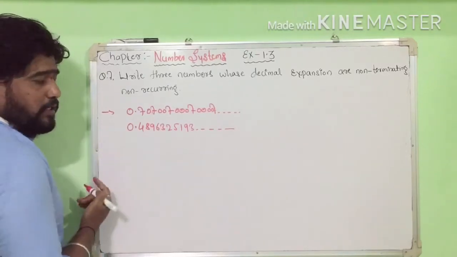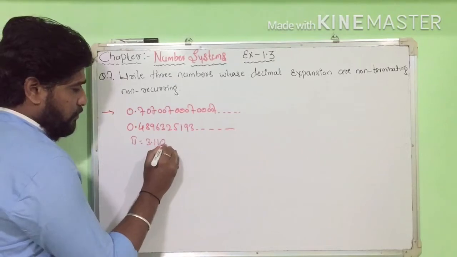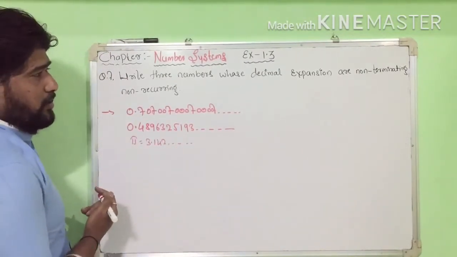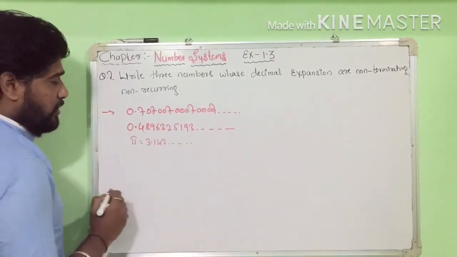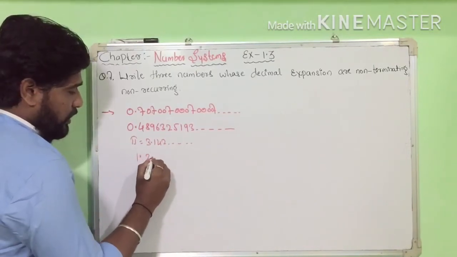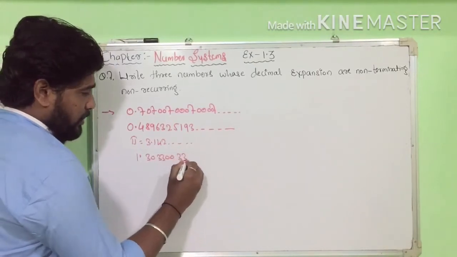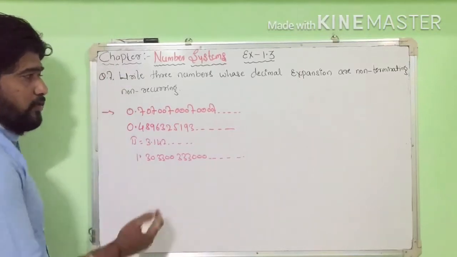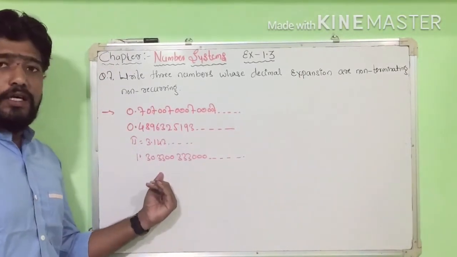It is also right. So one more, pi is equal to 3.142 and so on. It is also the best example for an irrational number. This is right, non-terminating and non-recurring, the best example. So if you want to write one more, 1.30 3300 333 and so on, right? So these are the examples of non-terminating and non-recurring.